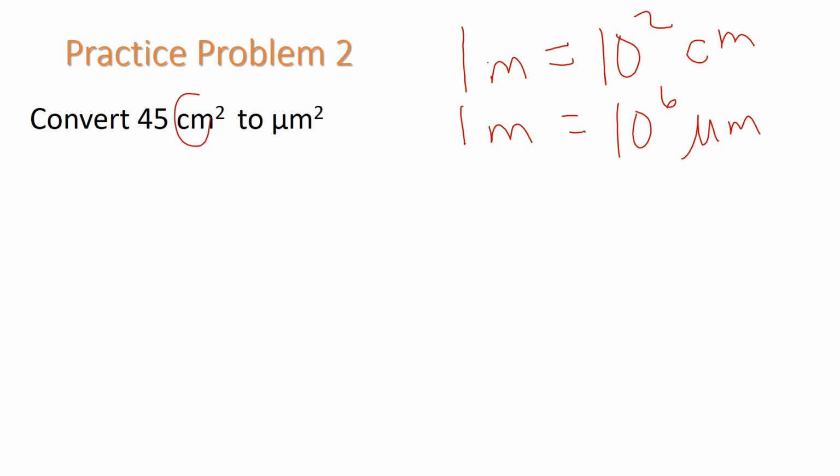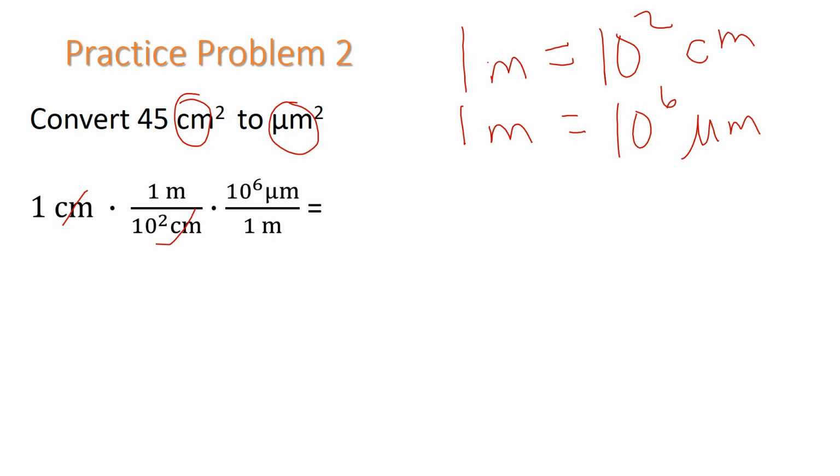We are going from centimeters squared to micrometers squared, but we always start with 1D. So, centimeter to micrometer. Do you know where I should put my units in these fractions to cancel? If you do, pause the video and test yourself. Okay, so for every 1 meter, I have 10 squared centimeters. You can see that my centimeters will cancel here. Same thing, for every 1 meter, I have 10 to the 6 micrometers.